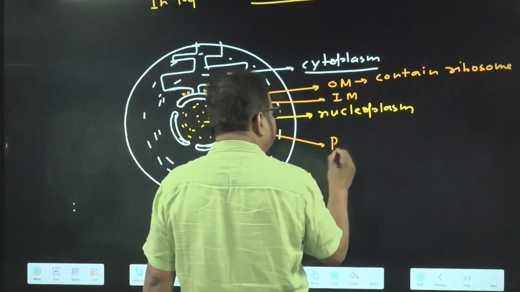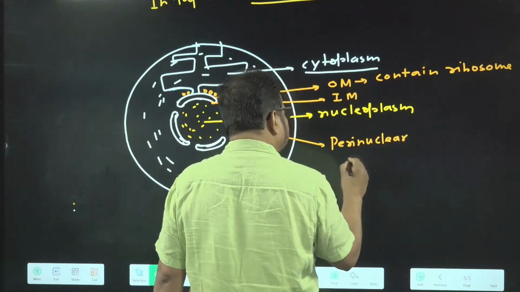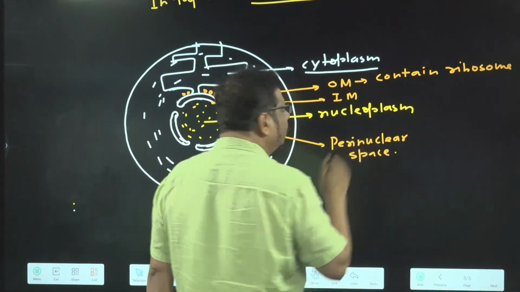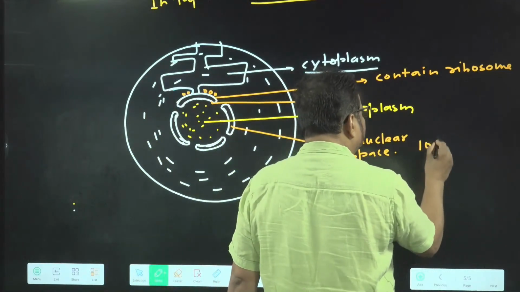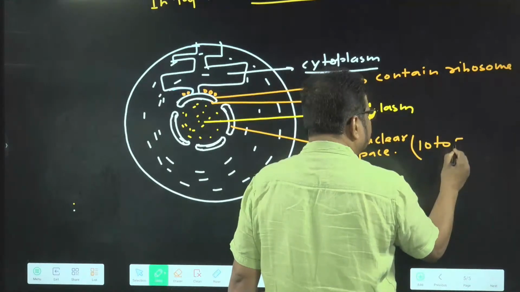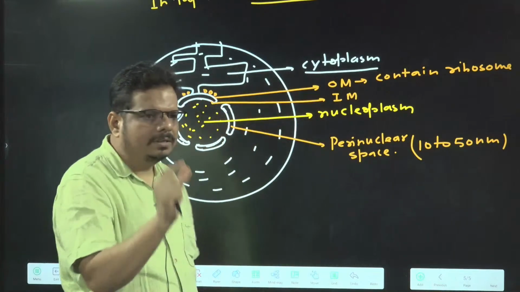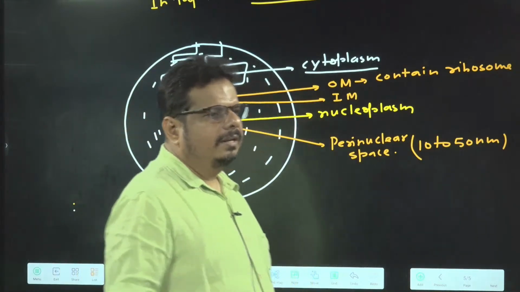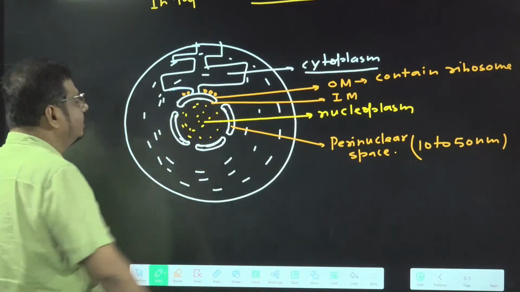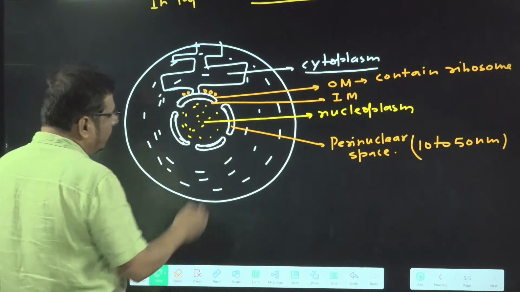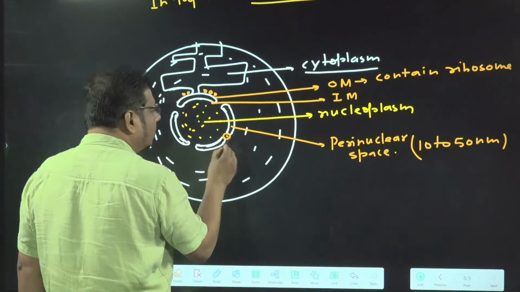Now there is a space between the two membranes, that is the perinuclear space. The perinuclear space is present between the two nuclear membranes. And what is the thickness here? It is 10 to 50 nanometer. How much? 10 to 50 nanometer. It is the perinuclear space. Now, the nuclear membrane, I already told, is not continuous. So wherever the nuclear membrane is not present, that area is called a nuclear pore.